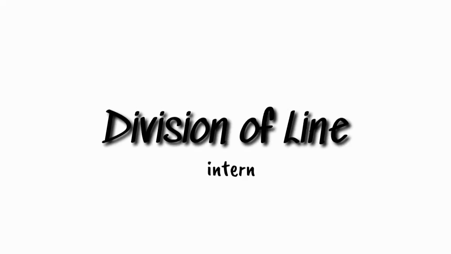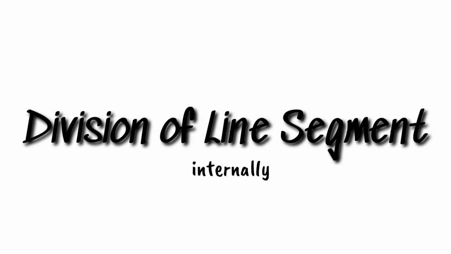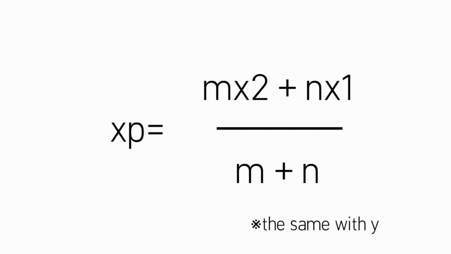Up next is the division of line segments. To get their division, the formula is x sub p is equal to m x sub 2 plus n x sub 1 over m plus n for the x-coordinates, while y sub p is equal to m y sub 2 plus n y sub 1 over m plus n for the y-coordinates.